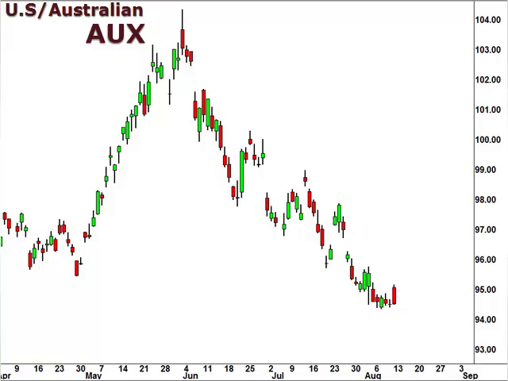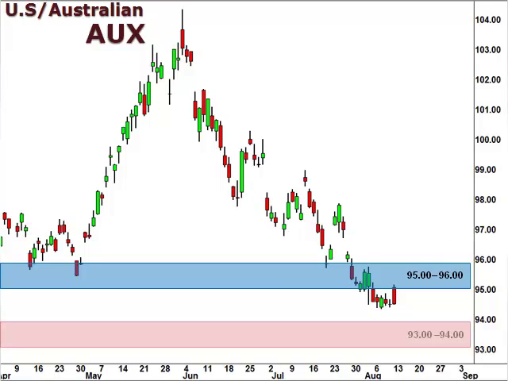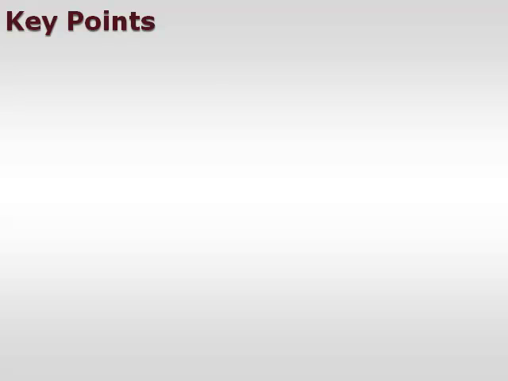Let's take a look at the AUX, the U.S. dollar versus the Australian dollar. The AUX spent last week consolidating below 95. 95-96 remains an important resistance zone. We need to see a break above 96 to signal a reversal of the current downtrend. 93-94 is the next support level should we see a rejection off of 95 and a follow through to the downside. Let's take a look at a few of our key points.